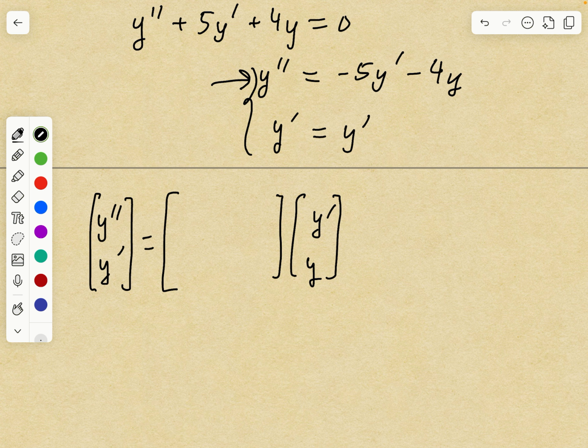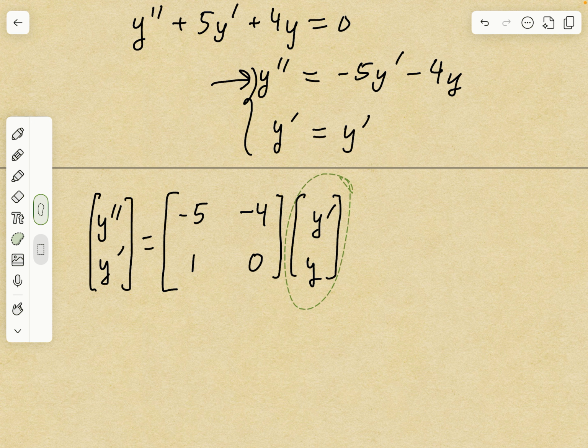And I can have this matrix with negative 5, negative 4 in the first row and 1 and 0 in the second row. And you can check that if you multiply it by this vector, well, it's a vector except that the components are actually functions. I mean, these are not constants. y is a function, y prime is a function, y double prime is a function. But nevertheless, you can still express this system of, well, now I have a system of differential equations.